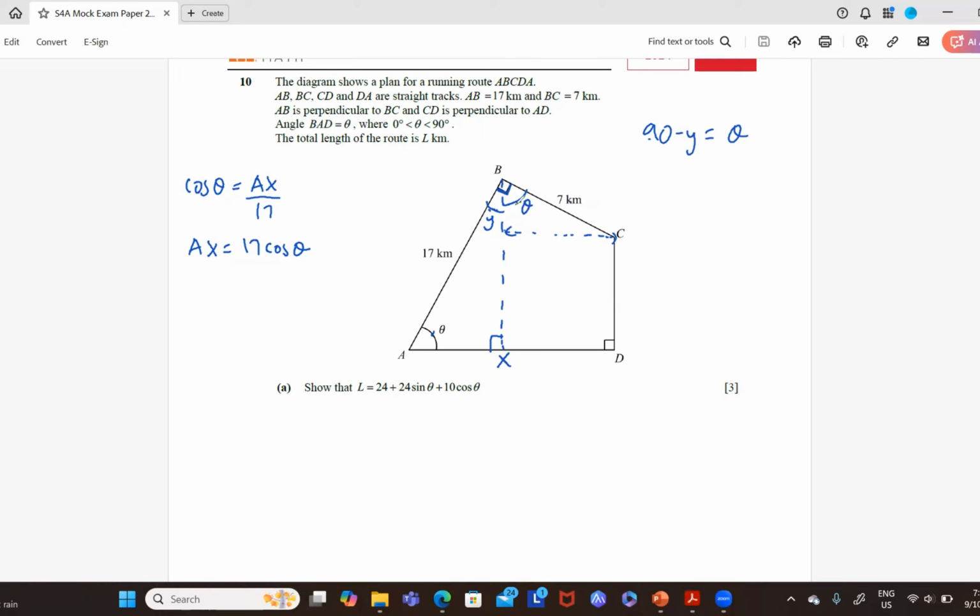So with 7 kilometers and a theta here, I can easily find XD. On this side, from this angle, this is opposite, this is hypotenuse. So I use sine. Sine theta equals the length of XD over 7. So XD is 7 sine theta. So therefore, AD is 17 cosine theta plus 7 sine theta.